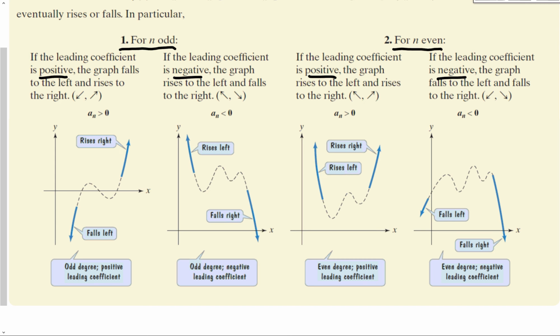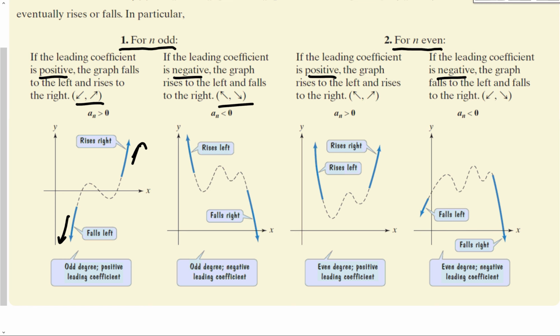If it's positive, the graph falls to the left and rises to the right. Okay? We can use those symbols right there. You can see that the graph is going down this way, going up this way, and who knows what it's doing in between. It could do a whole bunch of other things, right? We don't really know because we don't have the function. But all we know for sure is that it has an odd degree, positive leading coefficient, falls to the left, rises to the right.